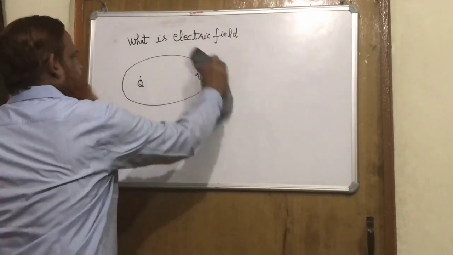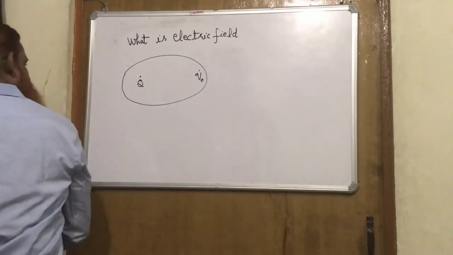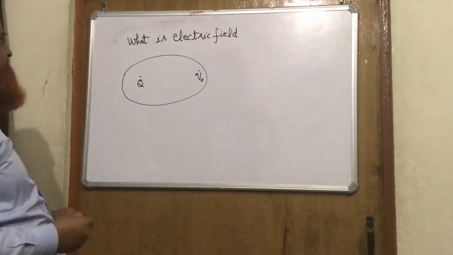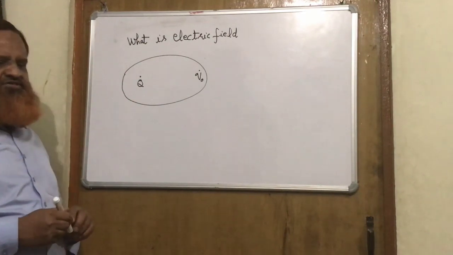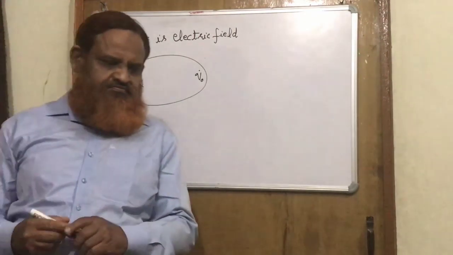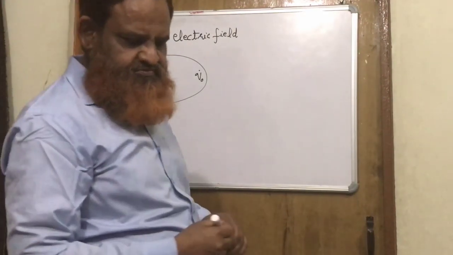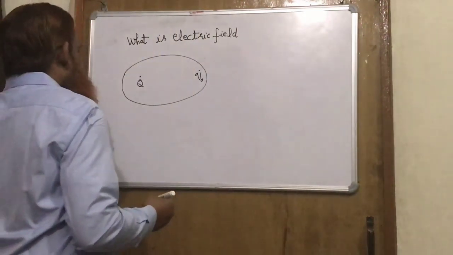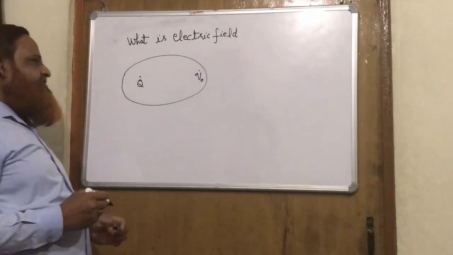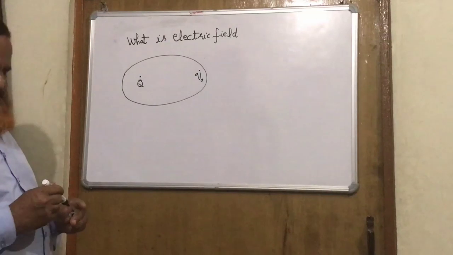The charge capital Q is the source charge and q naught is the test charge. Now, this concept of electric field was given by Faraday.